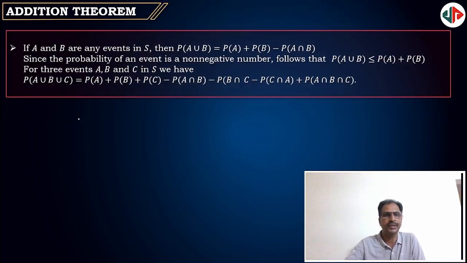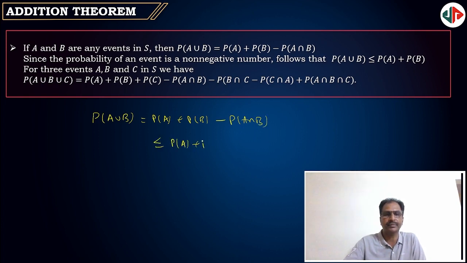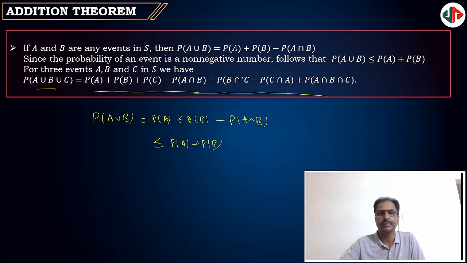Next, addition theorem. If A and B are any two events of a random experiment whose sample space is S, then probability of A or B is given as P of A plus P of B minus P of A intersection B. And this is always less than or equal to P of A plus P of B. And if A, B, C are three events, then P of A or B or C is given like this: P of A plus P of B plus P of C minus P of A intersection B minus P of B intersection C minus P of C intersection A plus P of A intersection B intersection C.